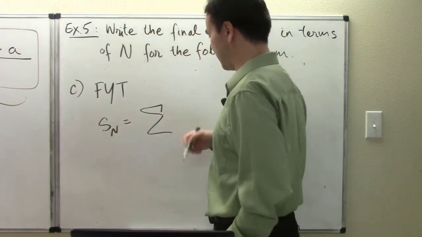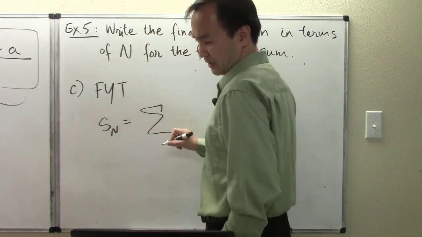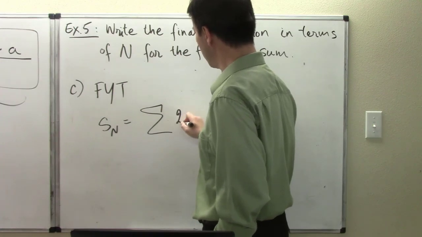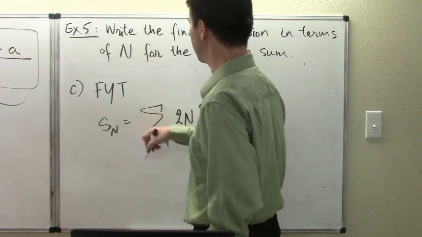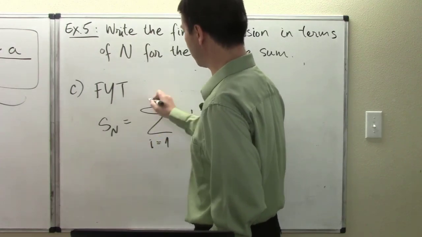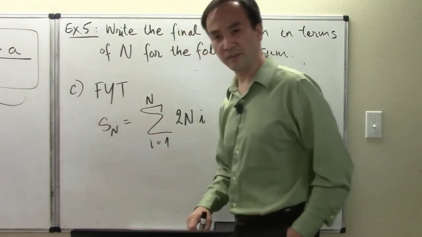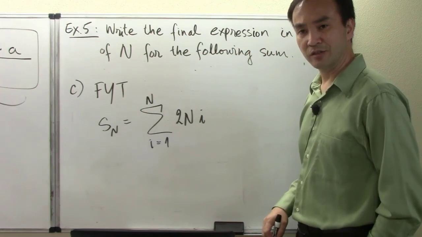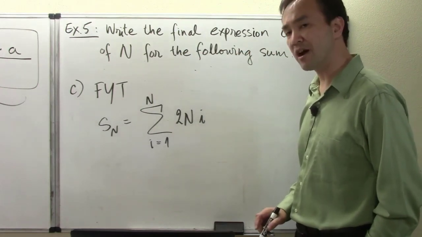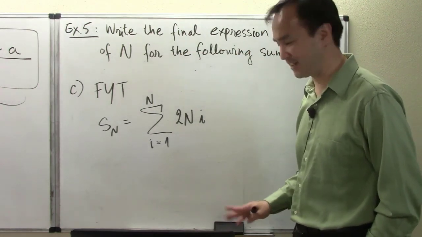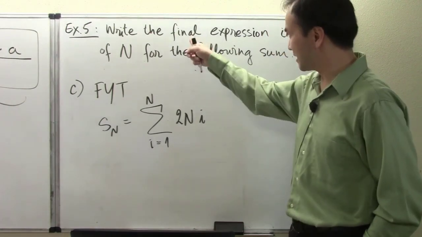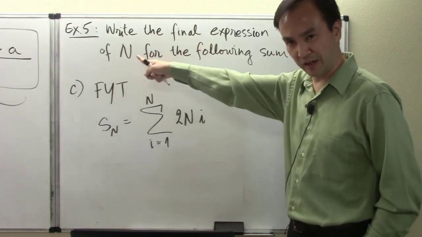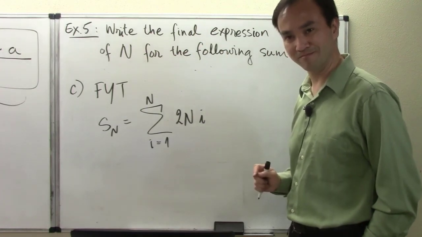Write that sum as a final expression in terms of n. How about the sum of 2 capital N i, where i equals summing from the first term to the n-th term. Go ahead and pause the video and try it out, have fun. And once you believe you have your own answer, expressing the final expression in terms of n, go ahead and resume the video.